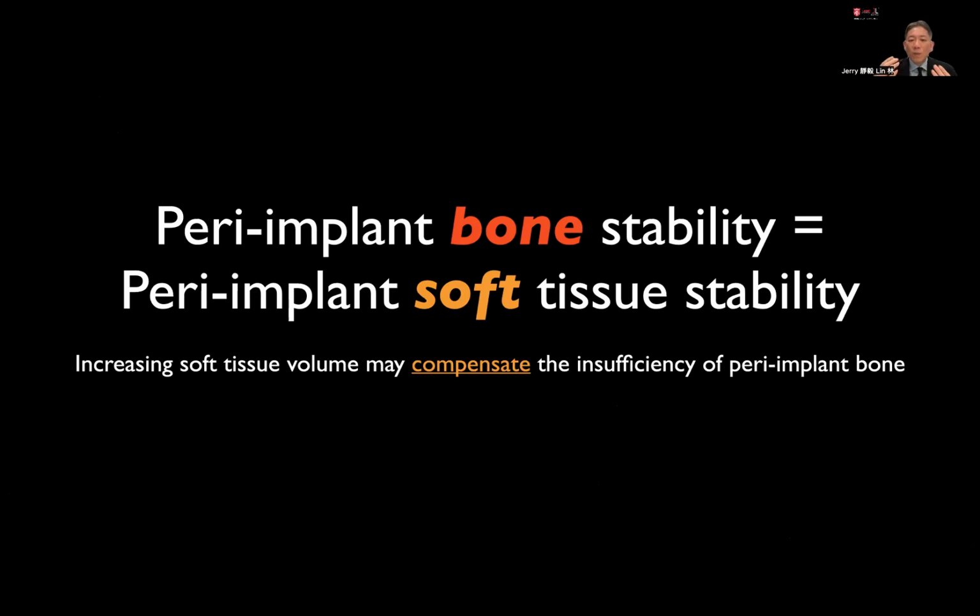So if we don't have good bone around implants, the idea is that we could increase the soft tissue volume, and of course, we can also add some volume for the aesthetics. And of course, we can build up the bone. That's the foundation. But at the same time, we're thinking about bone and soft tissue. We could also add some soft tissue for that purpose.